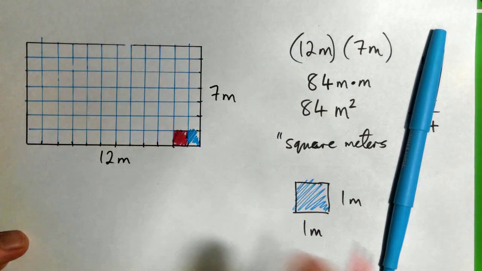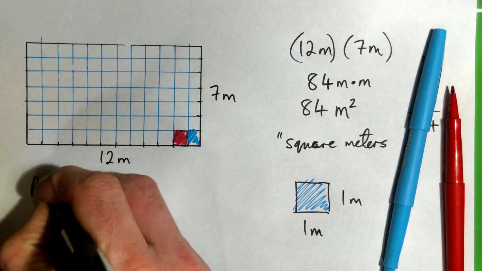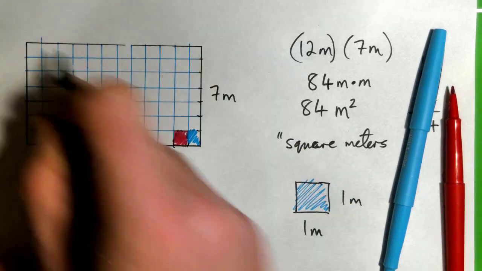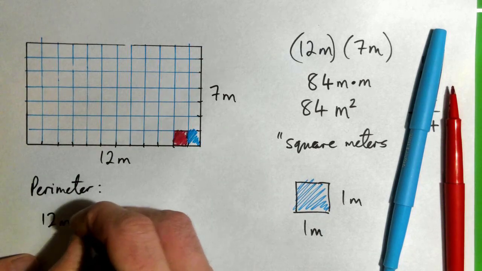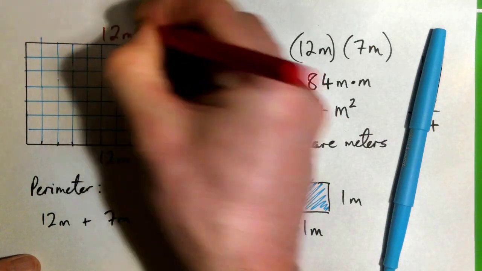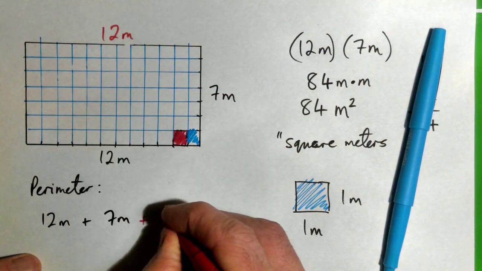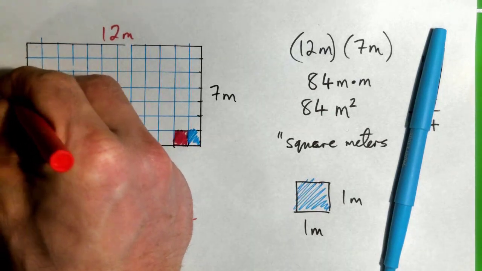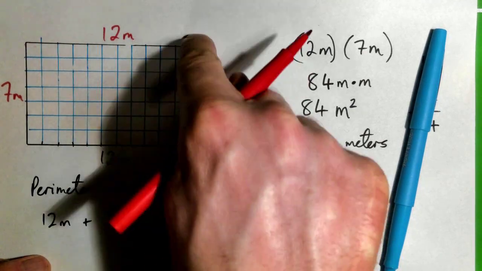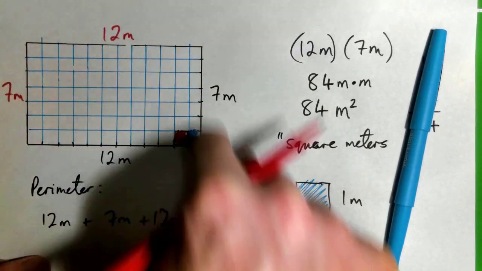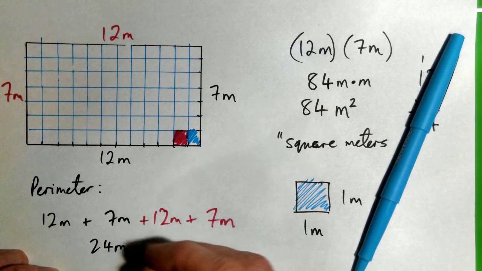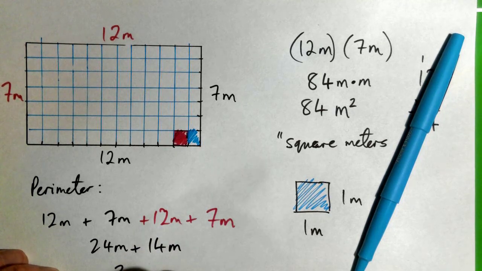But I'm going to give the perimeter as well, because folks get confused. The perimeter is the distance around the outside. So it'd be this 12 meter amount plus this 7 meter amount, then this 12 meter amount as well, and this 7 meter amount over here, that length also. So perimeter is this length, this length, this length, this length, all 4 added up together. That would be 12 and 12, 24 meters, plus 7 and 7 is 14 meters. That would be 38 meters.